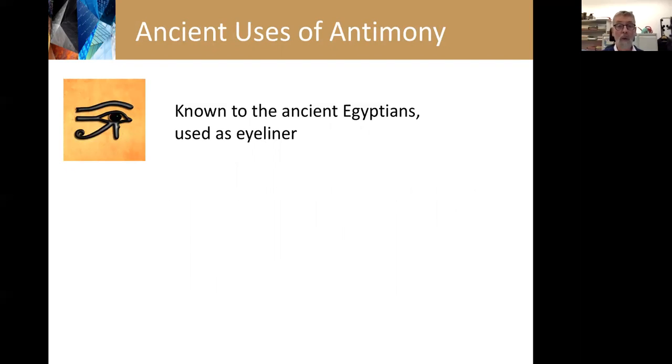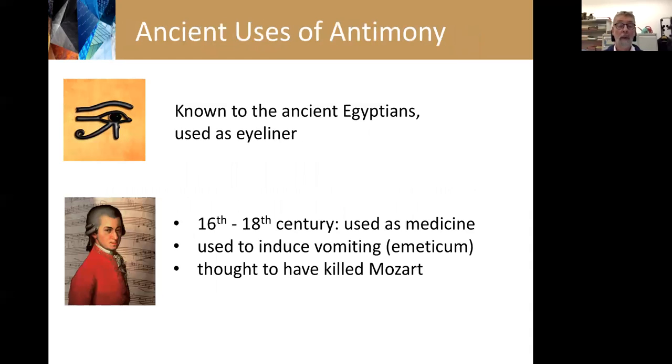Antimony was already used in ancient times by the old Egyptians as eyeliner. And in later times, as I just said, it was used as a medicine. It was also used by doctors to make people vomit in order to empty their stomach, so as an emetic. And there are rumors, they suspect that antimony was a poison that killed Mozart.